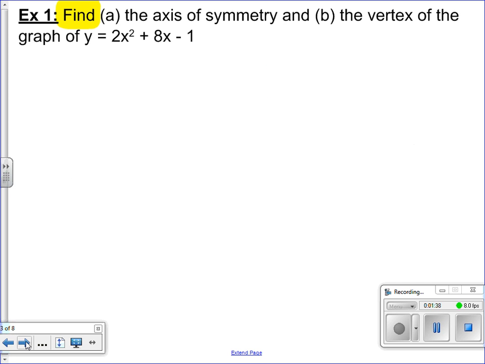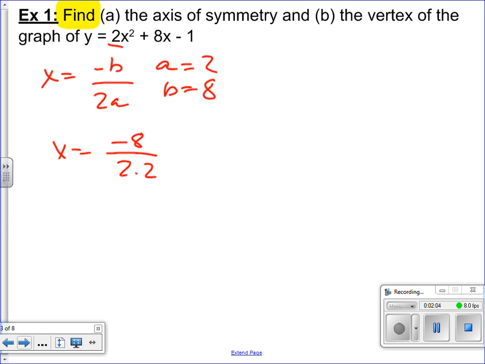So example 1, we need to first find the axis of symmetry and then find the vertex. In order to find the axis of symmetry, we have to use the formula x equals negative b divided by 2a. In this equation, a is 2 and b is 8. So we have x equals negative 8 divided by 2 times 2, which is negative 8 divided by 4. So x equals negative 2, and that's our line of symmetry. So that's the axis of symmetry.